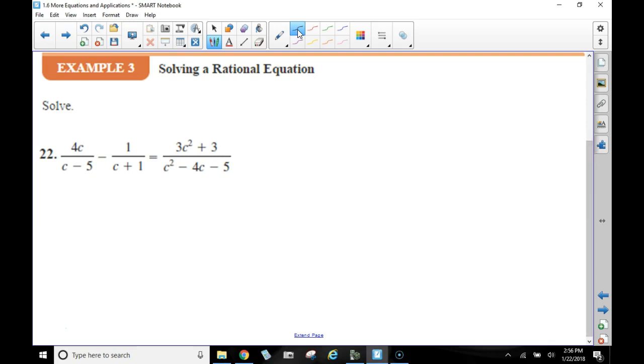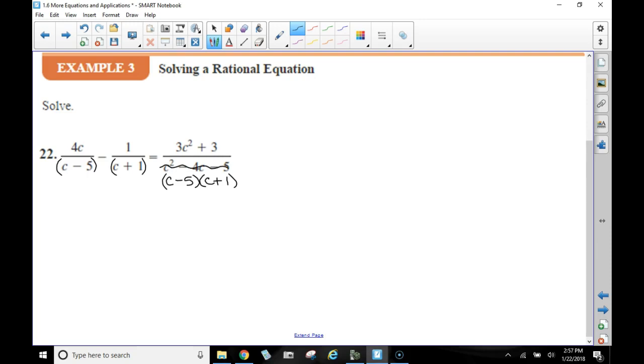The first thing I always want to do is, if the denominator isn't factored, go ahead and do that. Now I have c minus 5 here. That's already factored. That's as good as that gets. The c plus 1 appears right there. That's as good as it gets. However, on the right-hand side, c squared minus 4c minus 5 will factor as well. It factors into c minus 5 times c plus 1. So I really think I'm going to look at the factored form of that. And if you want to recopy your problem, you can.